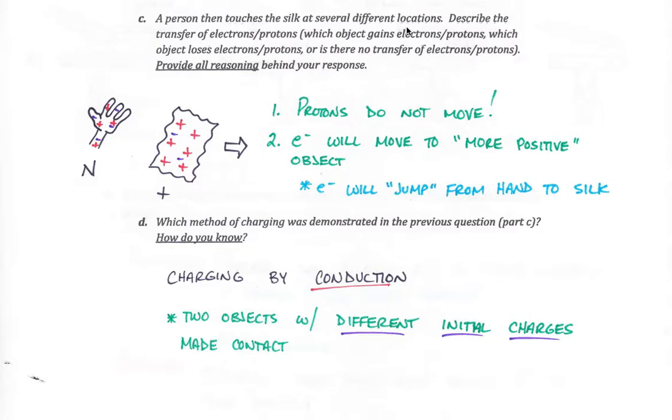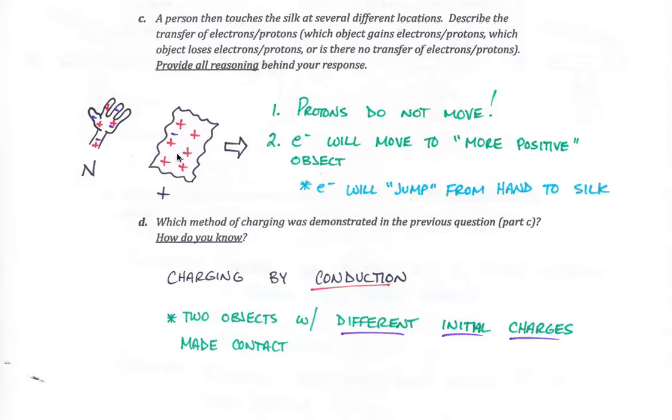However, the question is really asking what happens in terms of electrons and protons. Hopefully you realize at this point that protons do not move, they will never move, so that's just kind of a trick question. Protons will not move at all. Electrons, when two objects with different charges are allowed to make contact, they will always choose to move to the more positive object. Since I have a neutral hand and a positively charged silk, when they're allowed to contact, electrons will jump from the neutral to the positive because it is the more positive option. Therefore, electrons jump from the hand to the silk.